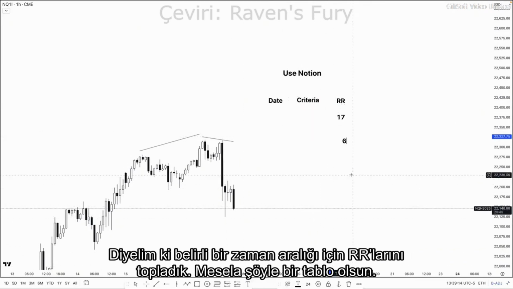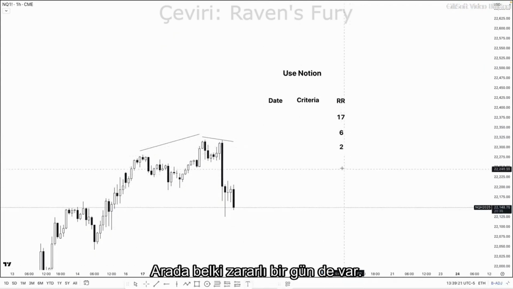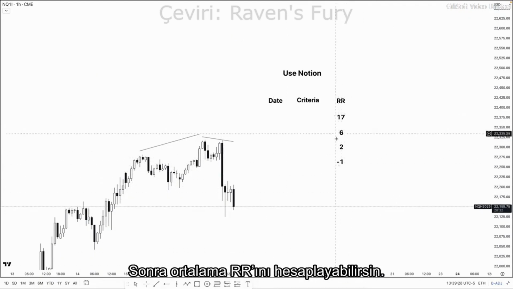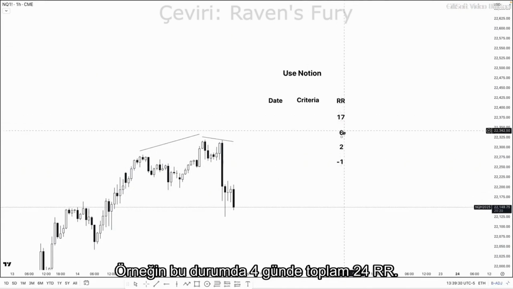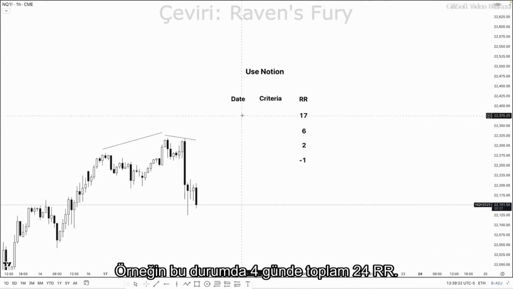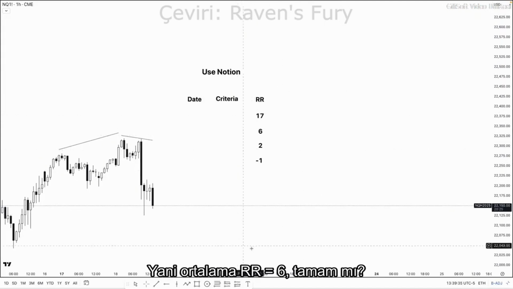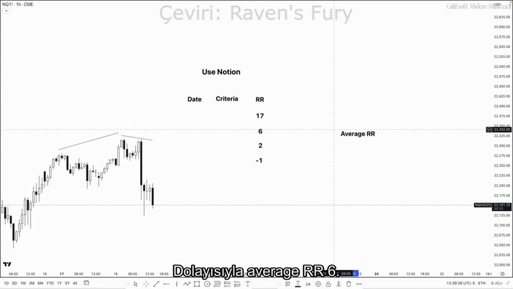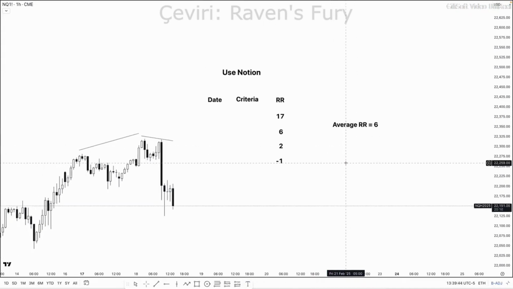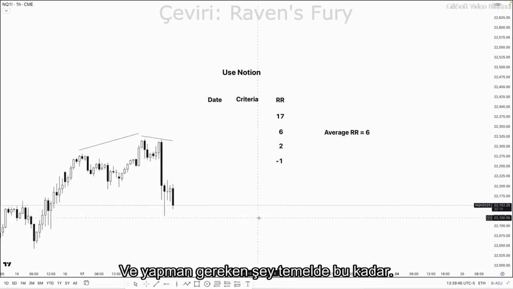And then say we have our R over a given period of time, say we have this, maybe a losing day. Then you can add up what your average RR would be. So this would be 24 over 4 days. So the average RR would be 6. Okay, so average RR 6. Okay, and that's all you need to do.